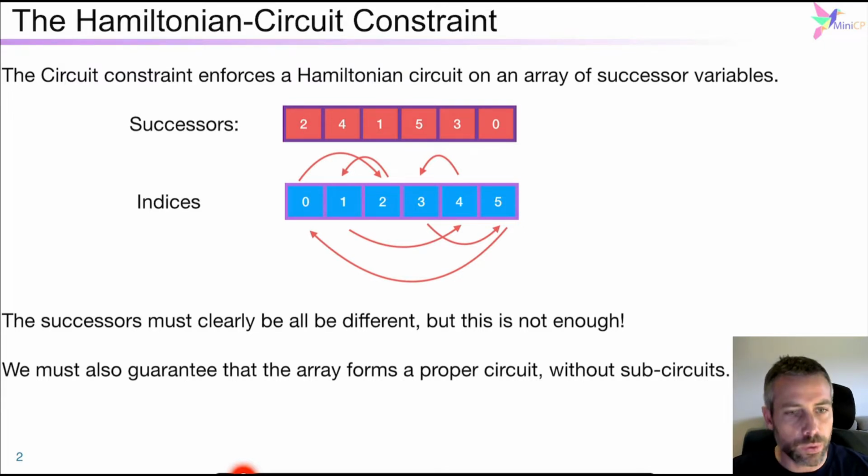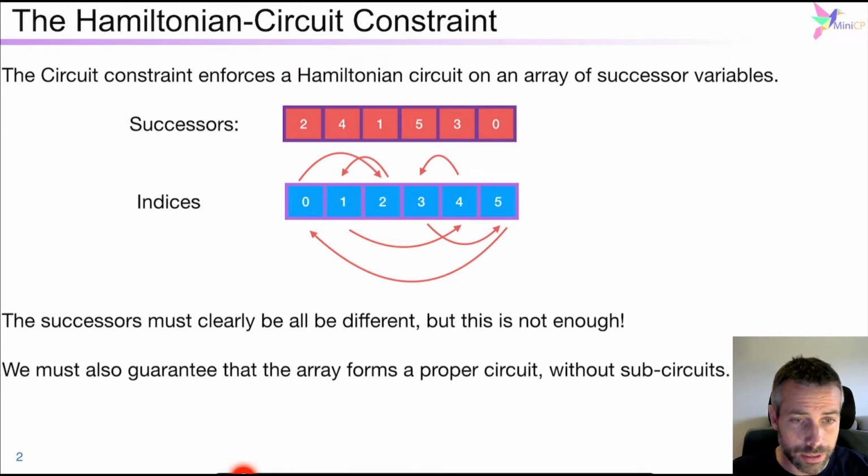So clearly, we can already observe that all the successors must be different. If it's not the case, you will visit the same city twice, and that's not allowed by the circuit constraint, because the circuit needs to be what we call Hamiltonian. But that's not enough. We must also enforce that we have no sub-circuits.